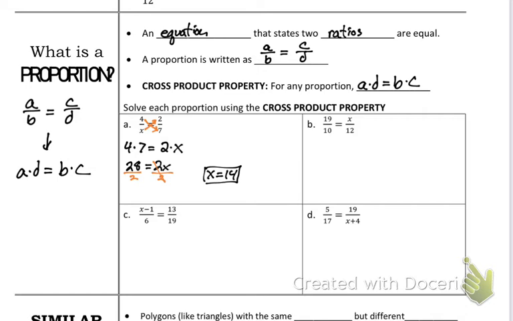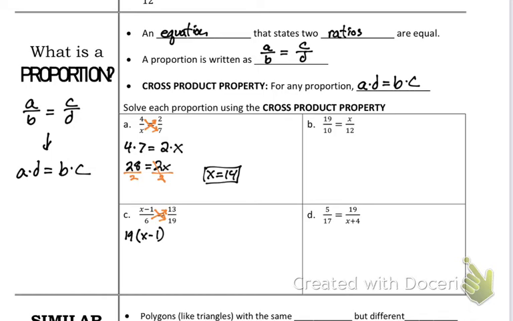Now, C creates a completely different situation. Notice I have x minus 1 on top. When you do your cross multiplication, when I do my x minus 1 times 19, that 19 has to go to both elements. So the way I'm writing this one is I have that 19 times that x minus 1. I'm going to write this as 19 times the quantity x minus 1 to remind myself that it has to go to both elements. You do not have to write it.